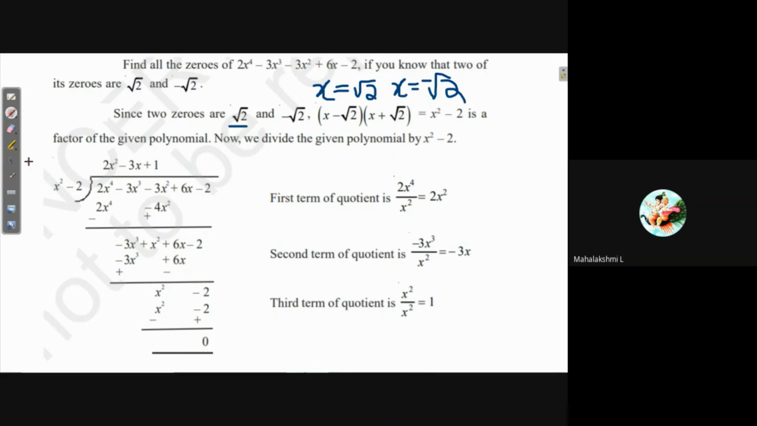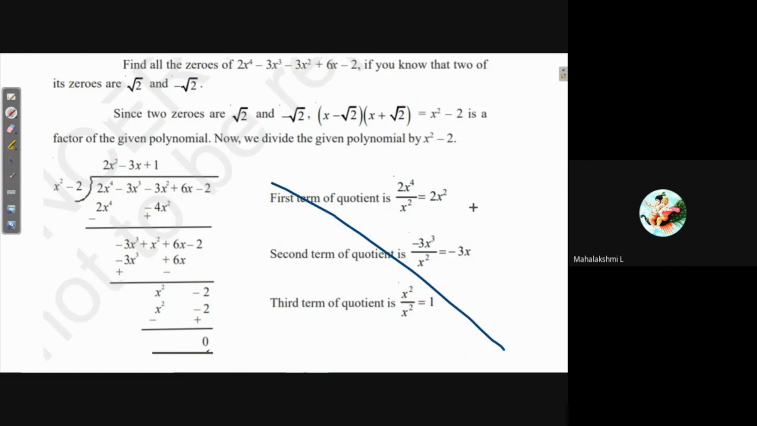Now I have done the division. I have divided the given polynomial 2x^4 minus 3x^3 minus 3x^2 plus 6x minus 2 by x square minus 2. I got 2x square minus 3x plus 1 as the quotient and 0 as the remainder. So now, you know the prime factorization method to find roots of a quadratic polynomial. Using that basic simpler method, I'm just going to find the other two roots. I already have two zeros, and I'm going to find the other two zeros.